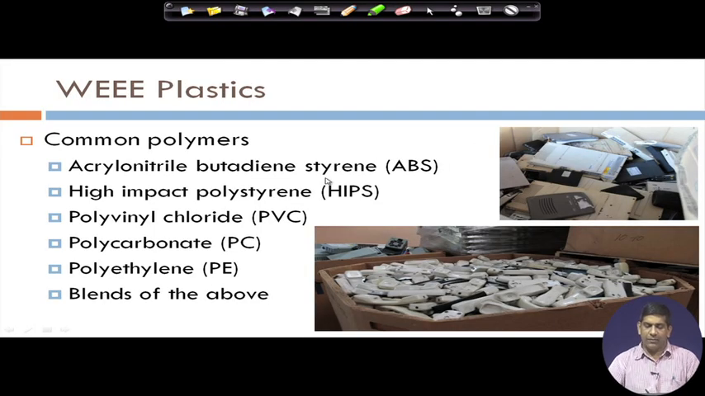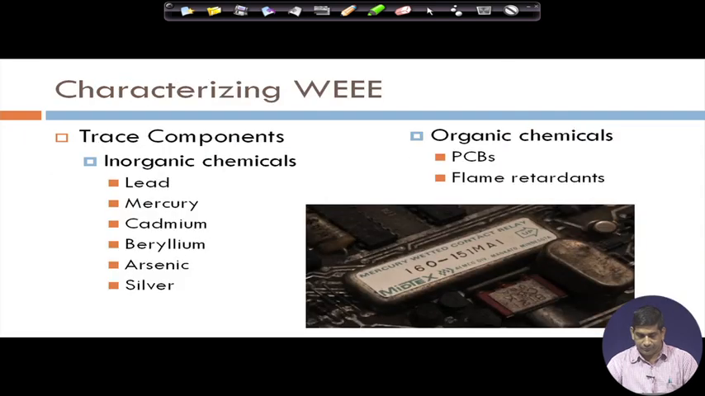Then in terms of the plastic, as I was saying, there is a kind of a mixture: acrylonitrile butadiene styrene, ABS, high impact polystyrene, polyvinyl chloride, polycarbonate, polyethylene, and the blends of the above. So all these common polymers are there, where we use lots of mixtures of those different types of plastics. And then there are lots of trace components.